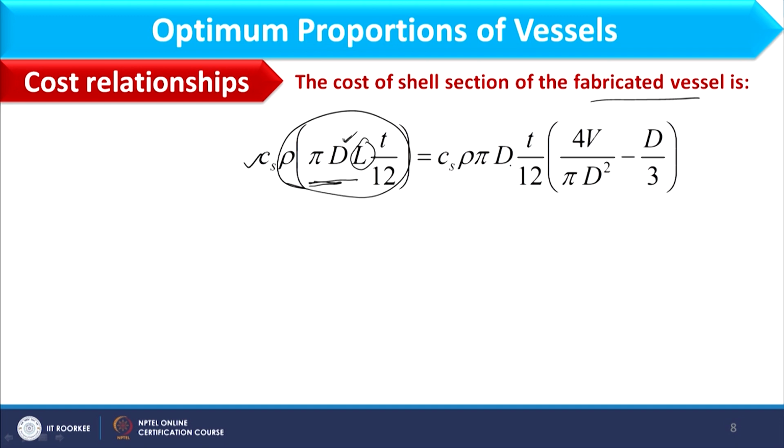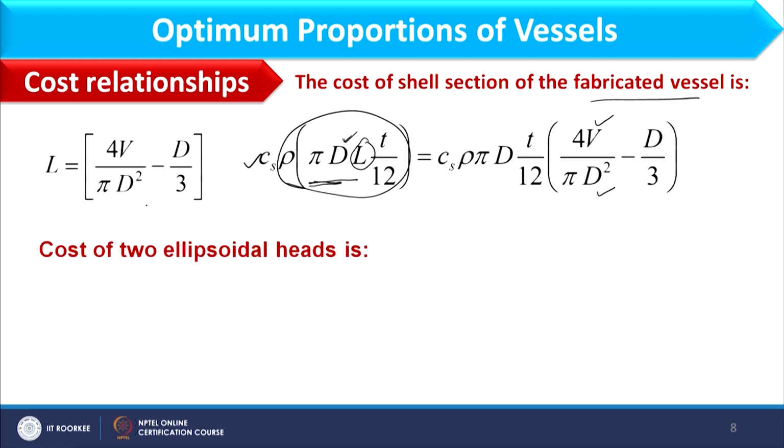Okay. Further resolving this, because we have the expression of L in terms of volume which I am considering in the pressure vessel, replacing the expression of L, here we have CS rho pi d T by 12 into 4V by pi d square minus d by 3. So this is the cost of the shell section, where L is this, which we have replaced over here.